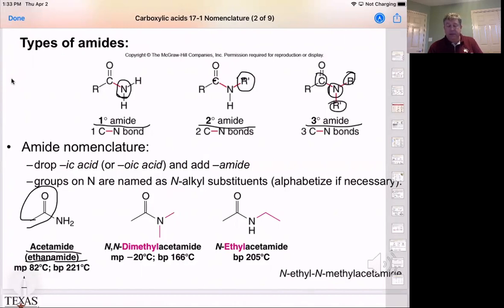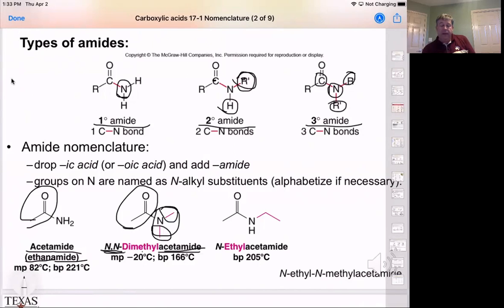Okay, in this case right here, we have the acetate group with an amide, so we call it an acid amide, but we have to show what those 2 groups are here. And we're showing that they're on the nitrogen by putting a capital N and saying N,N-dimethyl acetamide. So these are both methyl groups on here.